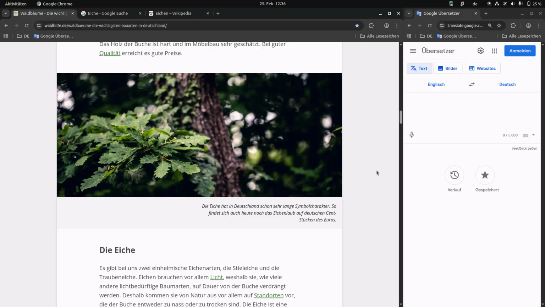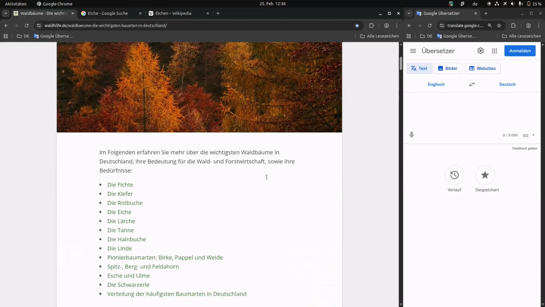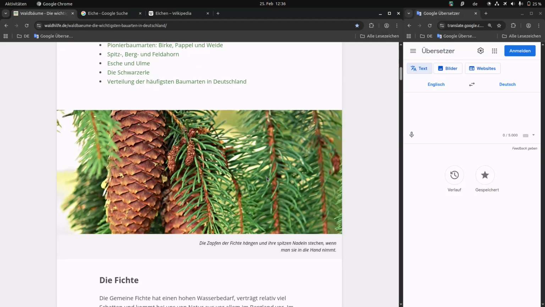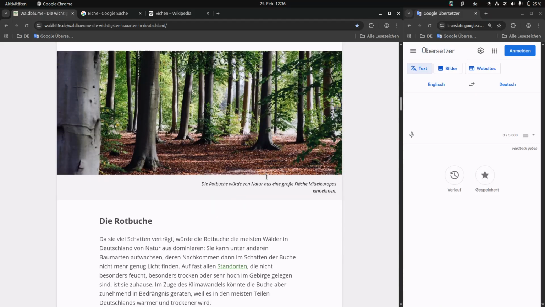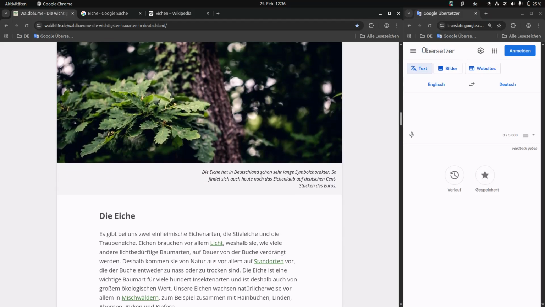Today we cover the Eiche, which is, I think, the fourth part of our tree series, from Waldhilfe, which means tree help or support, from the article Waldbäume, die wichtigsten Baumarten in Deutschland. I just called it a tree series, and yeah, we're gonna start. In the first episode we covered the Fichte, then the Kiefer and the Rotbuche. As always, I'm gonna translate it word by word in the sentence structure, so the English words for the German sentence structure, and in context.